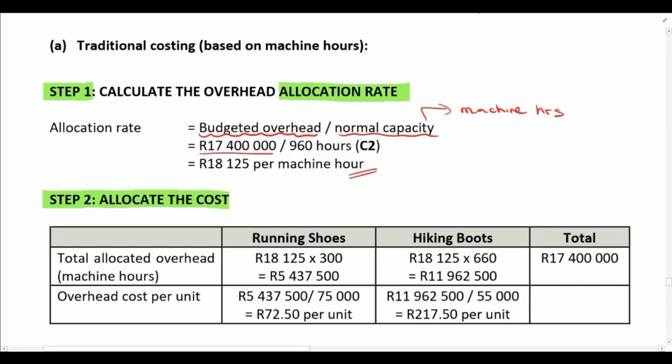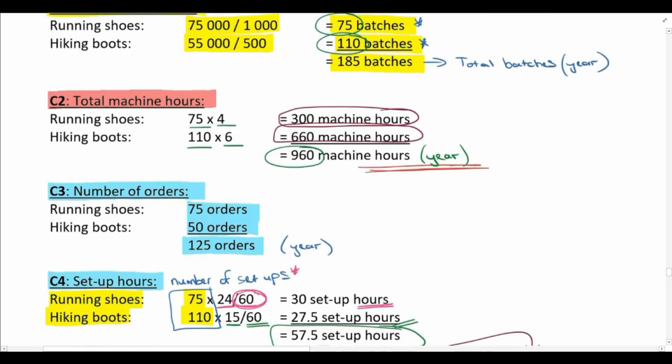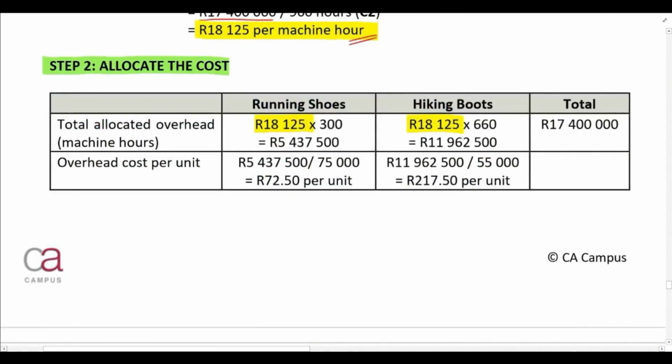After I know what my rate is, then all I do is take this rate and split the cost between my two different products. How many machine hours was for running shoes? 300 machine hours for running shoes, 660 machine hours for hiking boots. So multiply that out. You can see what I've done is I've taken my total overhead cost for the entire year and apportioned it between the two different products using machine hours as the basis.